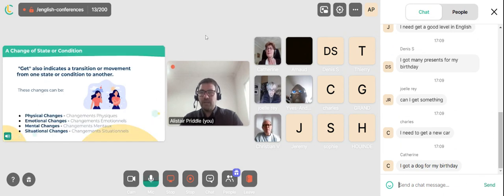A change of state or condition. Get also indicates a transition or movement from one state or condition to another. These changes can be physical changes, emotional changes, mental changes, or situational changes. So get can help us indicate transition or movement from one state or condition to another.